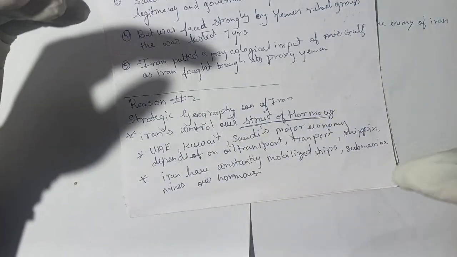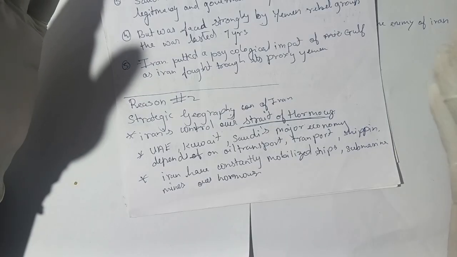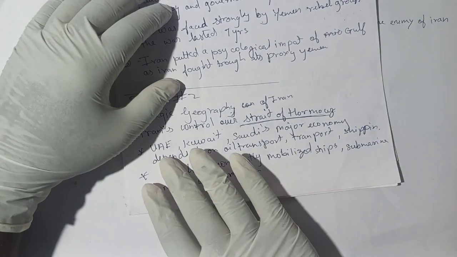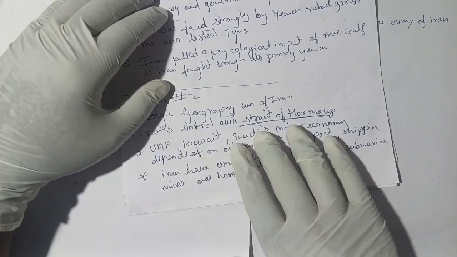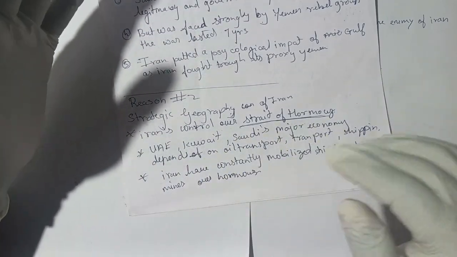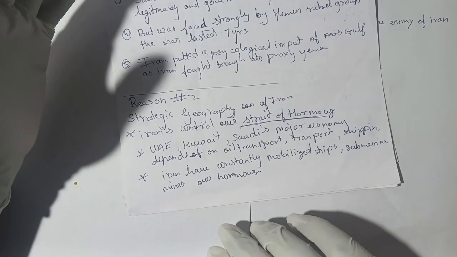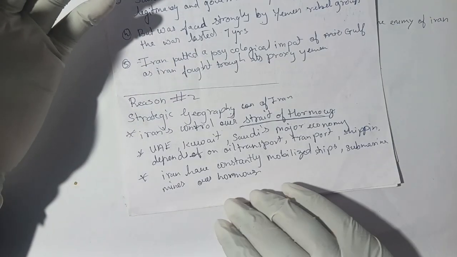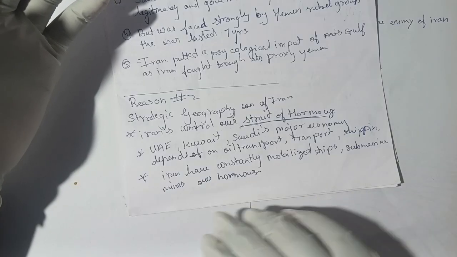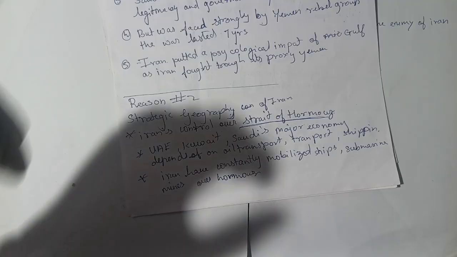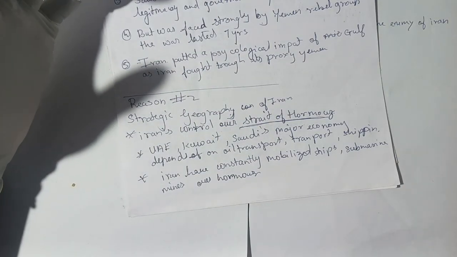If Iran ever controls and closes the Strait of Hormuz, these countries like UAE, Saudi, and Kuwait would see almost 70% of their economy go to ruin. Another factor is that Iran has constantly mobilized ships, submarines, and mines over Hormuz. As I told you, Iran has kept this up from the 1980s.